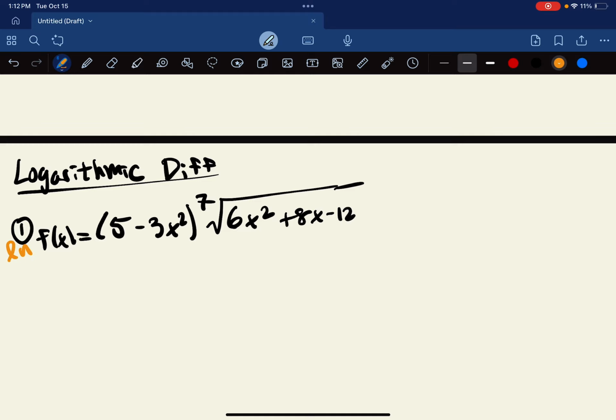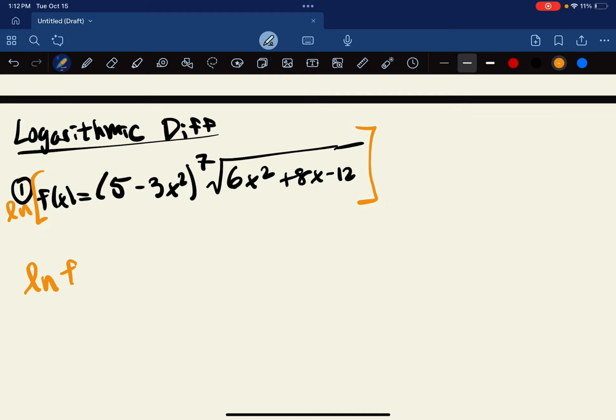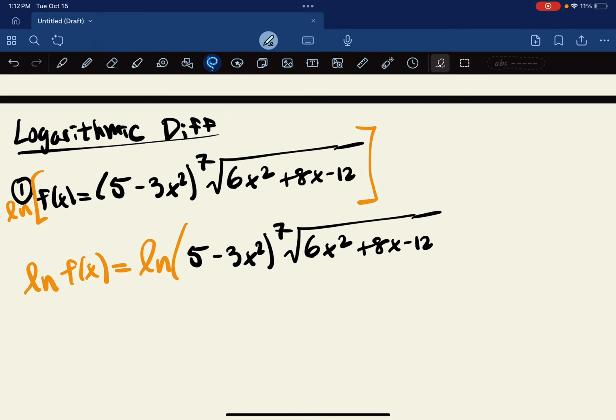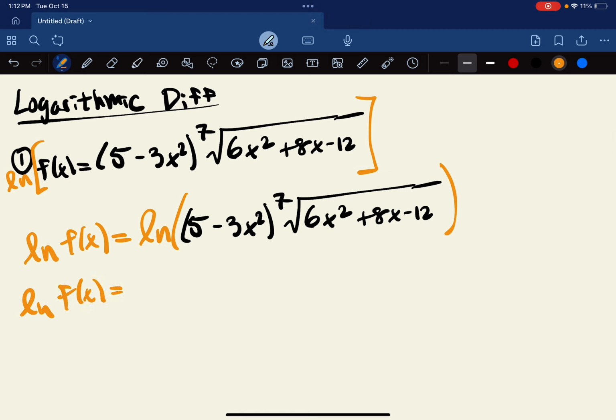So really all you do, and if you are familiar with this stuff already, I encourage you to work through the problem on your own and then unpause the video, but the idea is you take the natural log of both sides, and you're left with this. And one of the properties of logarithms is that multiplication inside of the logarithm is the same thing as addition outside of the logarithm.